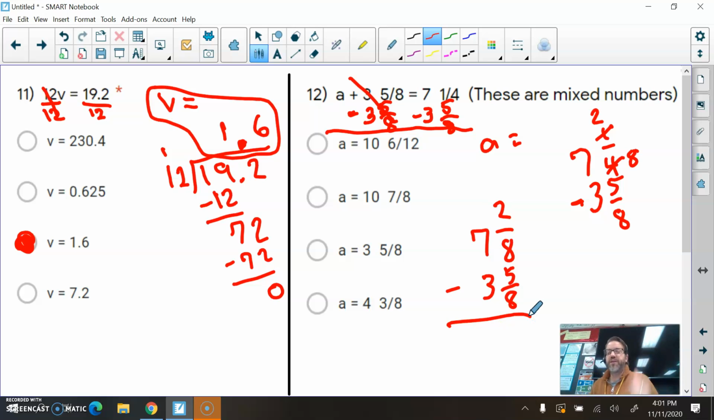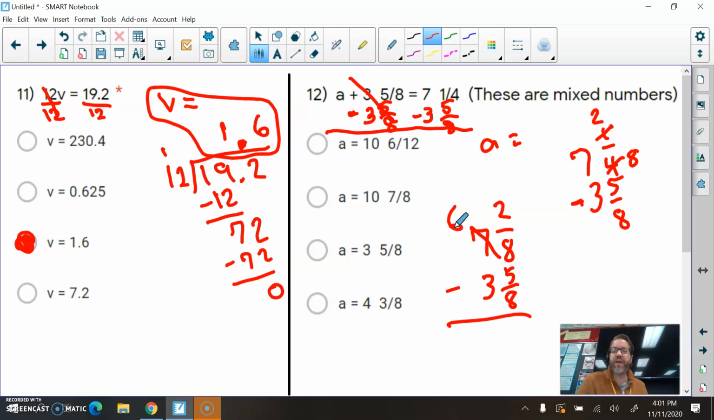I bet a lot of you are viewing this problem right now because this is a pretty tricky one. It's been a while since we've been subtracting mixed numbers. And all of a sudden, how do you subtract 5/8 from 2/8? Well, without going into the negatives, it's just not possible. So we're going to do some regrouping. Let's make 7 into 6. I just took one whole away.